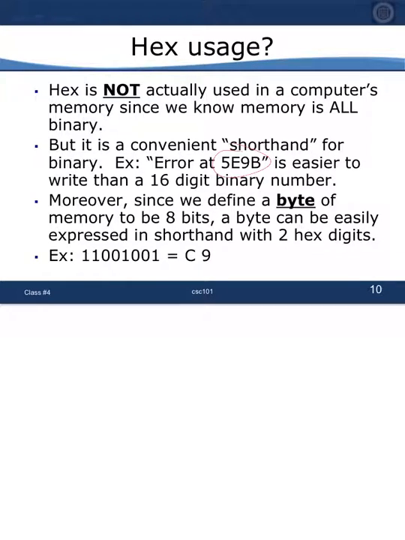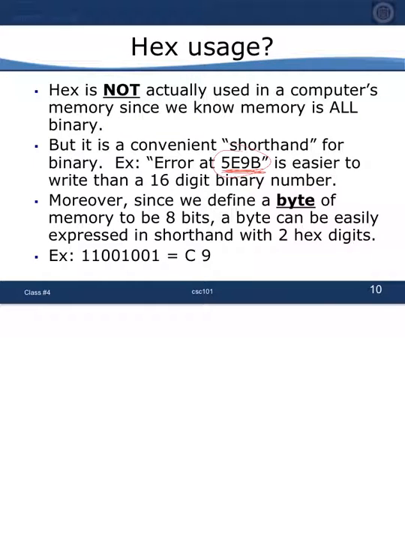So if there's an error in one of the memory registers, it might say an error at 5E9B. Each of those is 4 bits, so that would be 16 binary characters. They could say error at 0100, whatever that translates into, but of course it's much faster to just tell you 5E9B. And then it knows that if you're a technician, you're going to convert that to binary and know where that is. So it's really just a shorthand way of encapsulating binary digits.